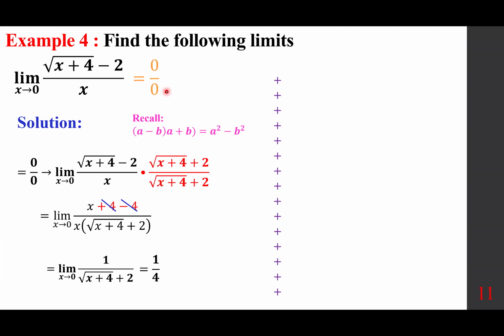So 0 over 0 is indeterminate and it can go anywhere. It can go to 0, it can go to infinity, it can go to some other number. In this case, the technique was multiplication by the conjugate.